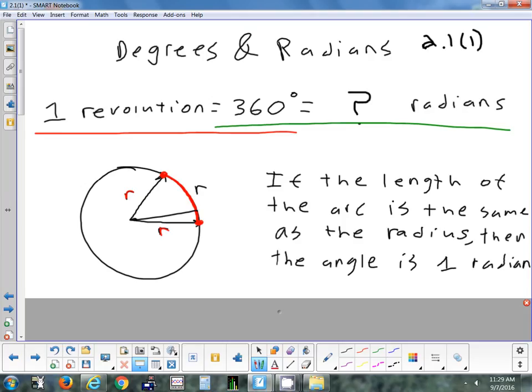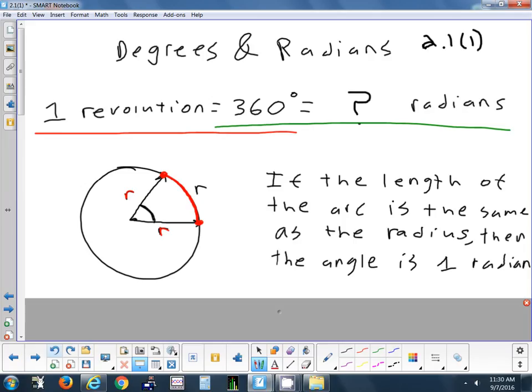And now here I will reduce top and bottom by the biggest number that I can. Anybody think they see the biggest number that goes into 150 and 180? 30. Yep, Shakira, the 30. 30 goes into 150 5 times. 30 goes into 180 6 times. So what's my final answer? Yes, Selenia. 5 pi over 6.